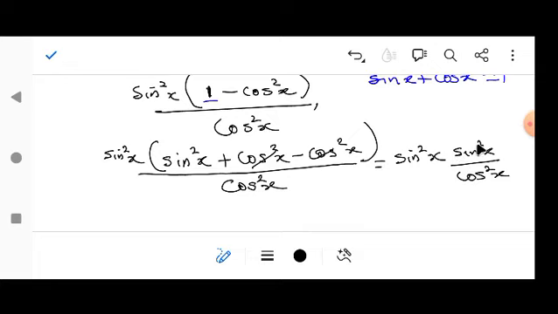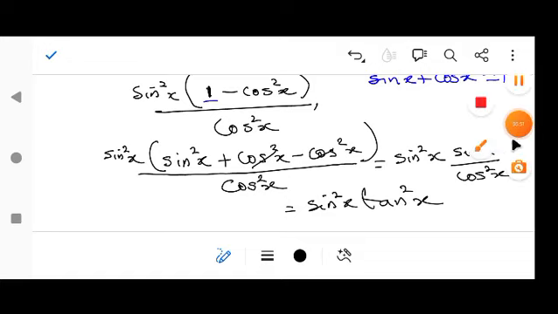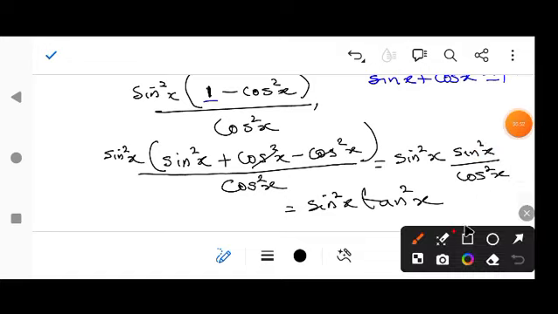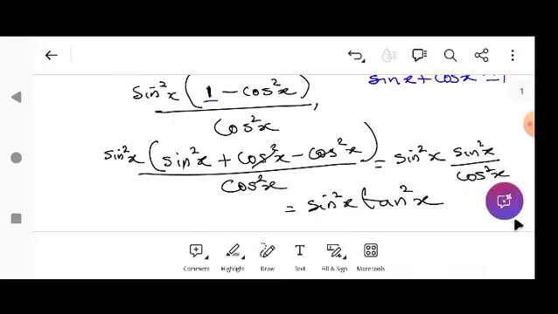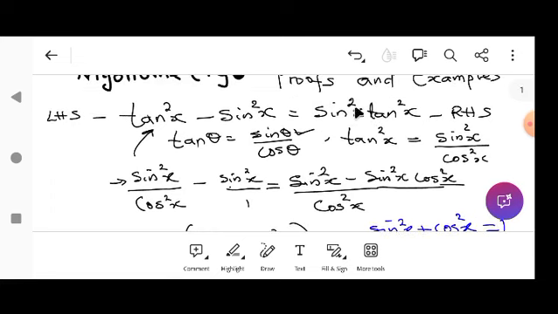And recall, sine square x over cos square x is the same thing as tan square of x. So if you look at this, you will discover that this is actually equal to what we have here, sine square x and tan square x. Good. So by so doing, you are done with this particular example.